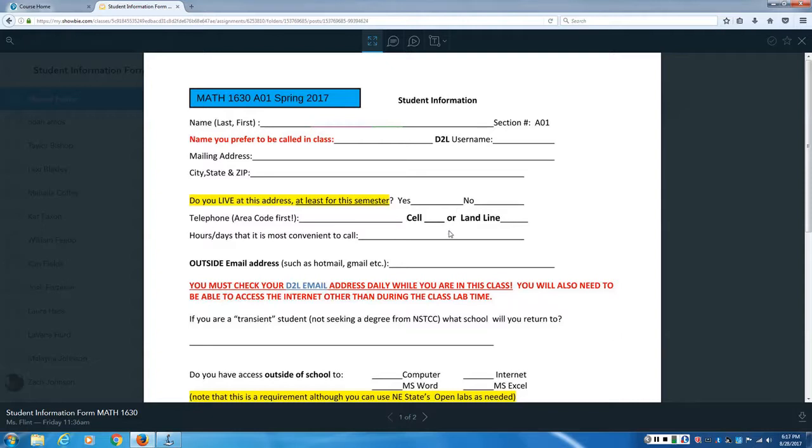I need a telephone number, and whether it's a cell or a landline, it does not have to be your phone number, but it needs to be one that I can contact you at. Okay?